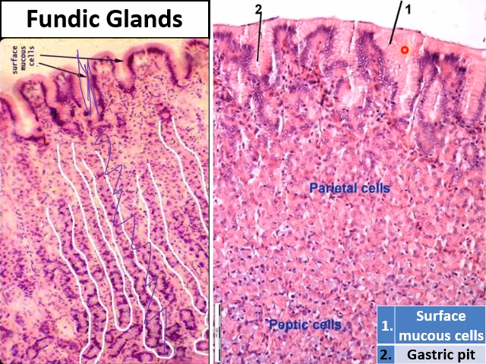So number 1 is the surface mucus cells. Number 2 is the pit, and here are the glands. In the gland, what I can see is the dark basophilic cell, which is the peptic cell, the dark acidophilic cell, which is the parietal cell, and the slightly stained cell, which is the mucus neck cell.